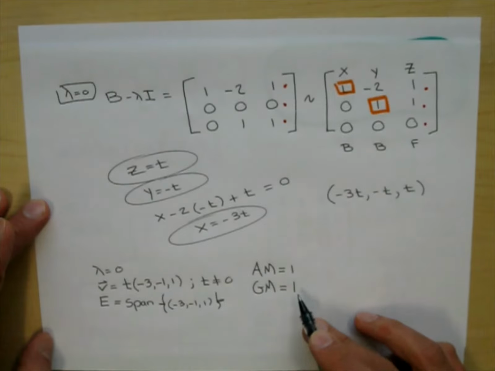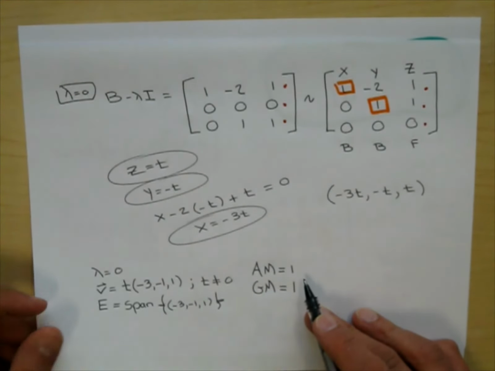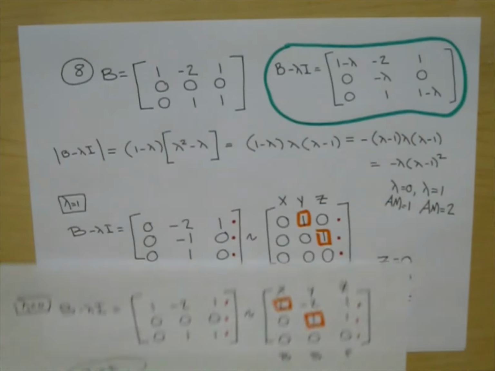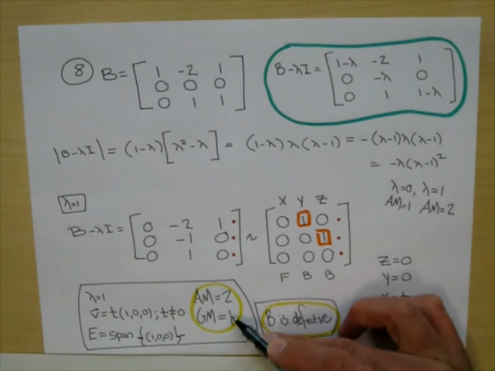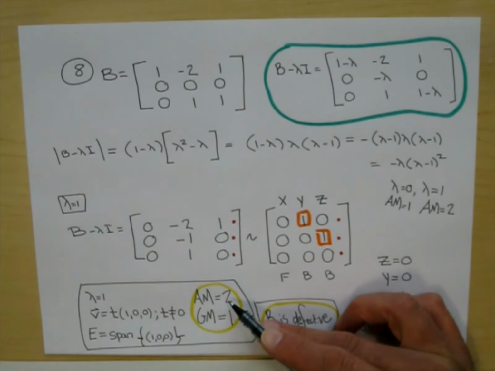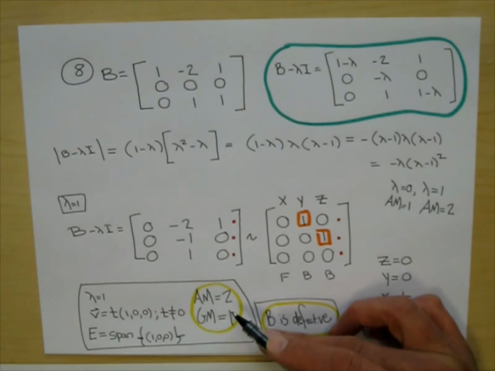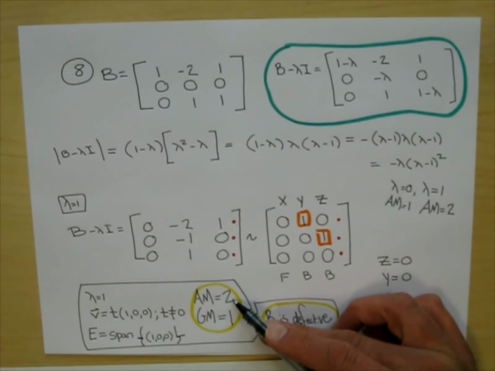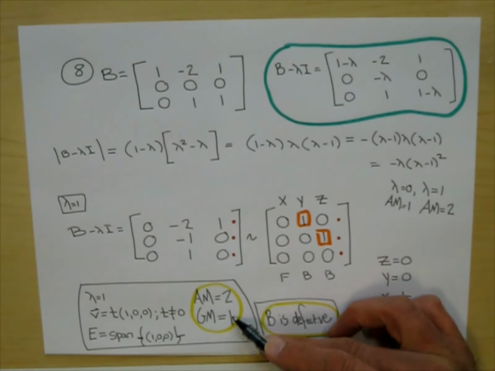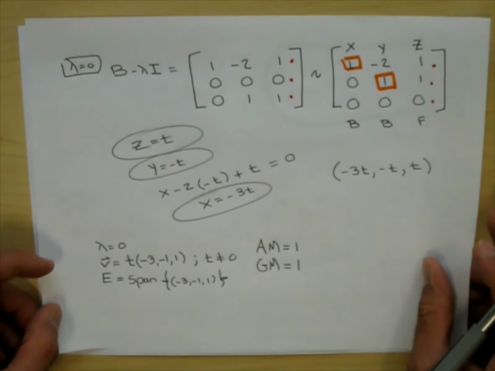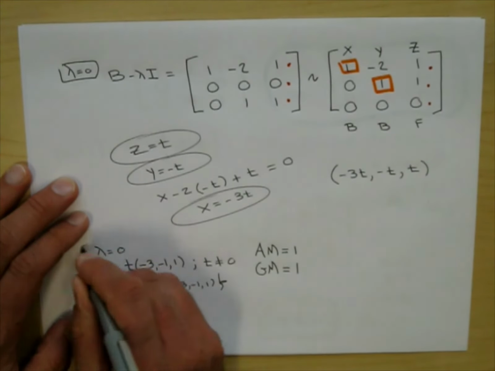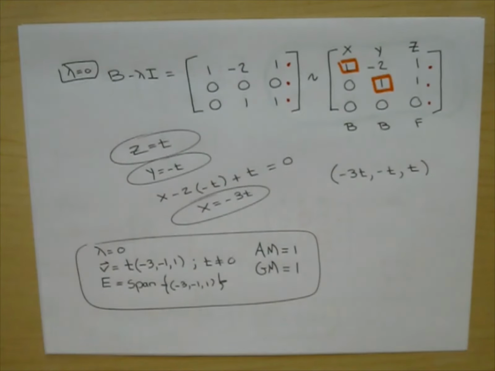Those multiplicities are the same, but in order for the matrix to have been non-defective, those guys would also have had to be the same, and they're not. One's 2 and one's 1. In fact, the algebraic multiplicity will always be greater than or equal to the geometric multiplicity. So we have this information right there.